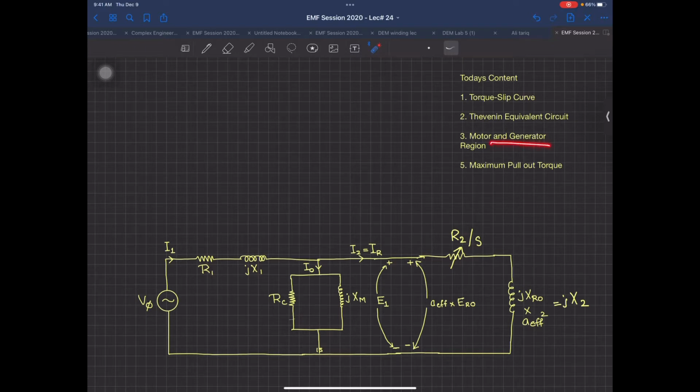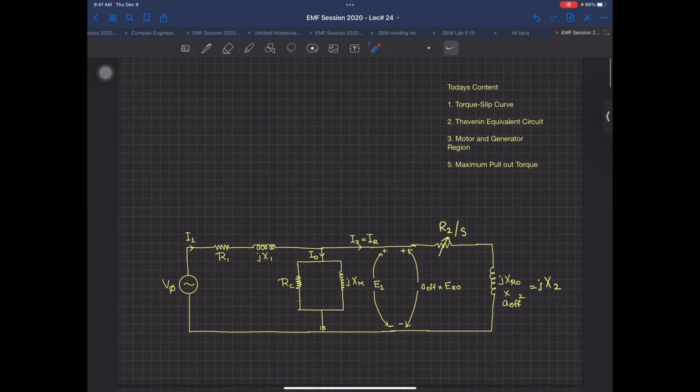And then we are going to see what the motor and generator region is, which means today I'm going to convert that machine, which is actually a motor, into a generator. And how that is going to happen, we will see that also. And at the end of this lecture, we are going to talk about the maximum pull-out torque. This is the maximum torque which can be produced by your machine, but under certain circumstances.